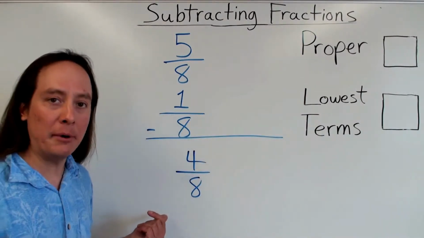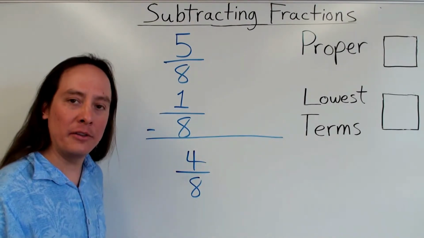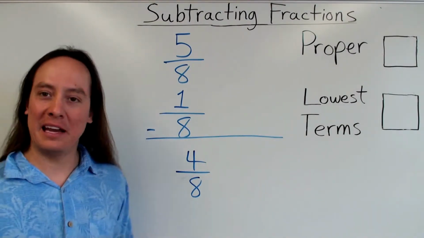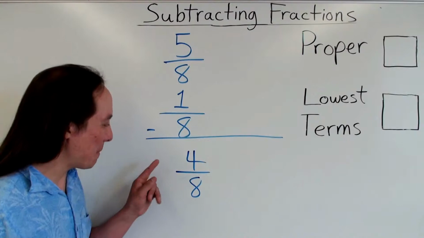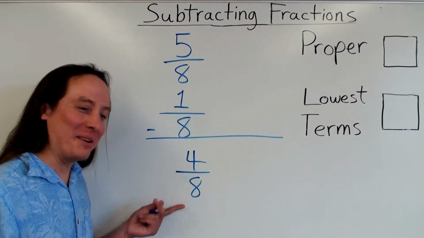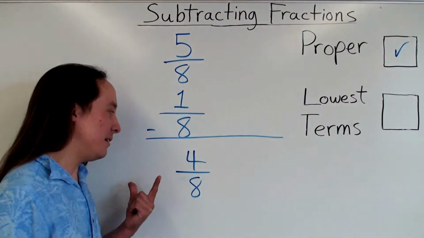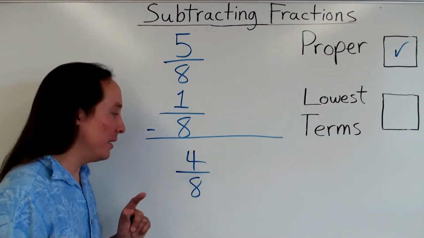Is this fraction proper? Yeah, it is. It's proper. The numerator is smaller than the denominator. So yeah, the top one is smaller than the bottom one, and that means that it's proper. Is this fraction in its lowest terms?